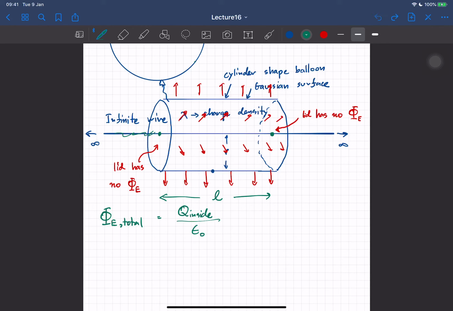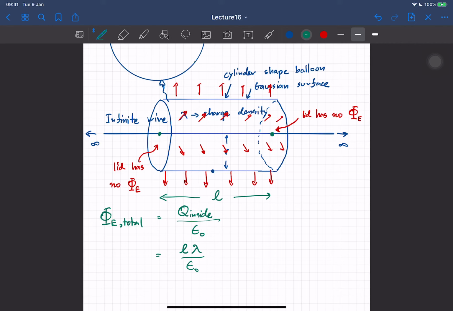We only count the charge inside the balloon, which is the wire of this length. So Q inside is just L times the charge density, right? That's the amount of charge inside the cylinder. That's Q inside divided by epsilon 0. So the right-hand side of this equation is all taken care of because that's just counting how much charge you have inside this cylinder.